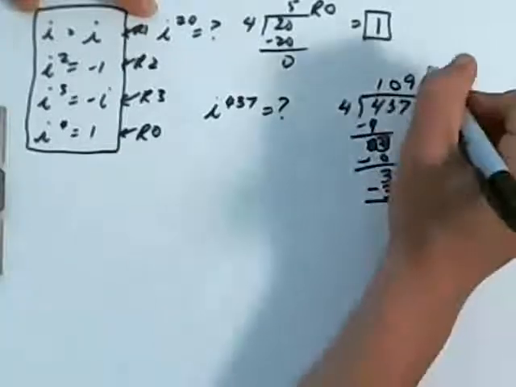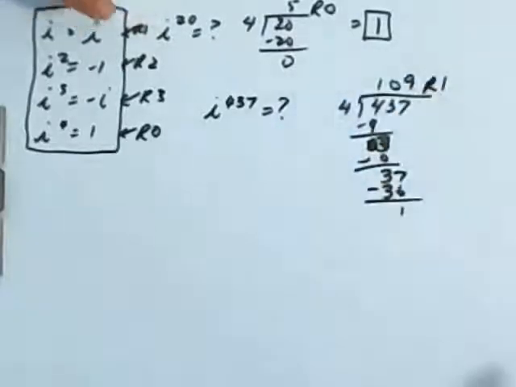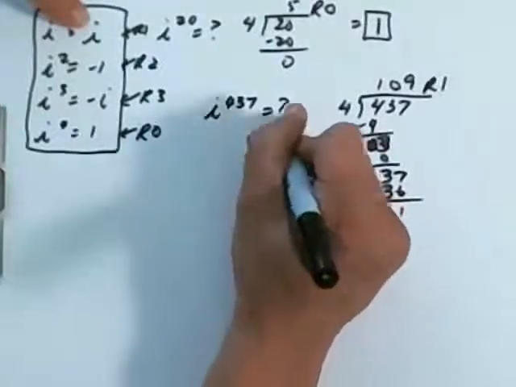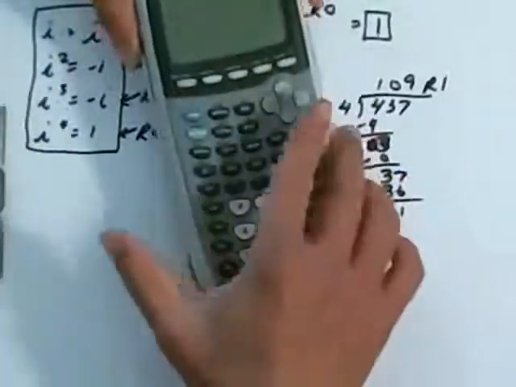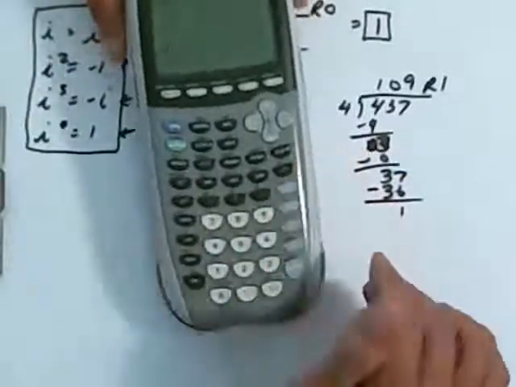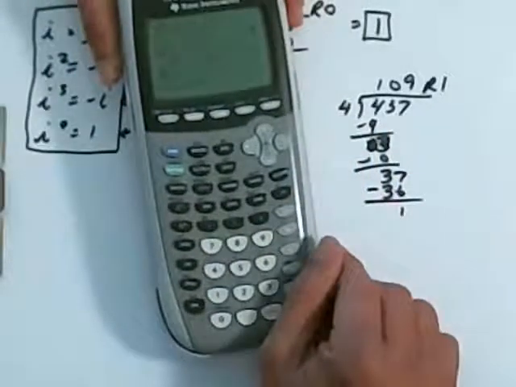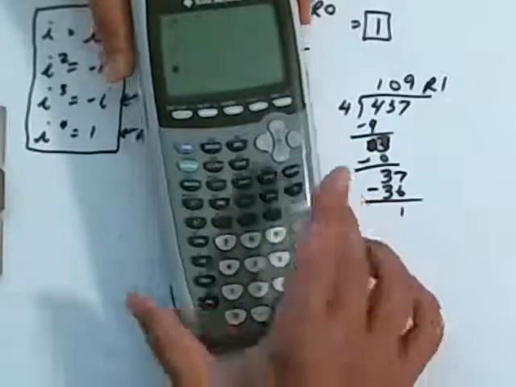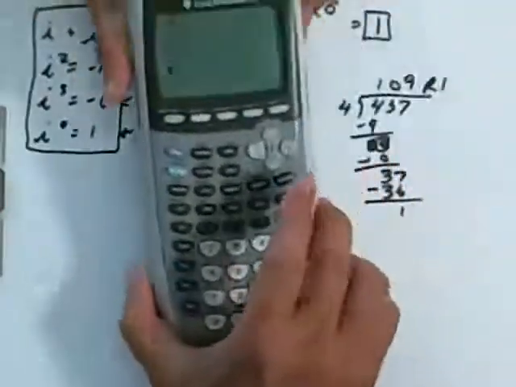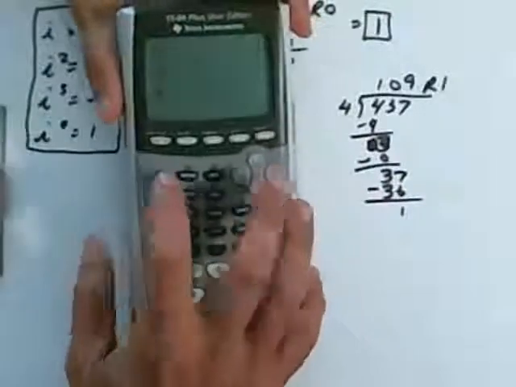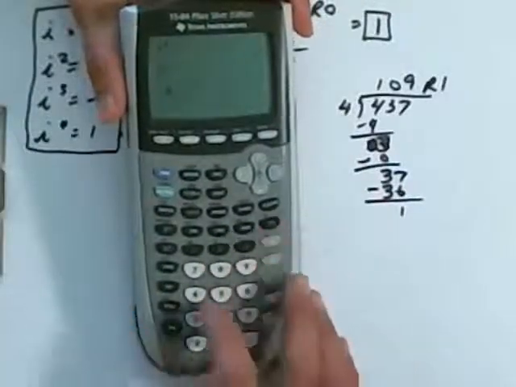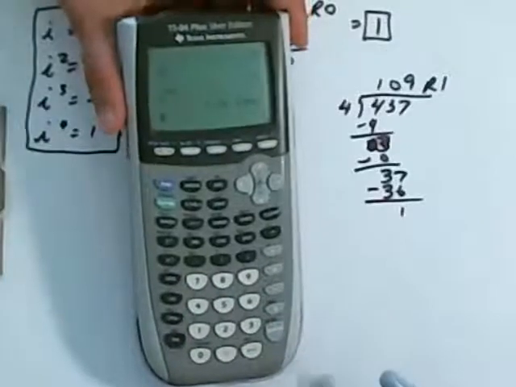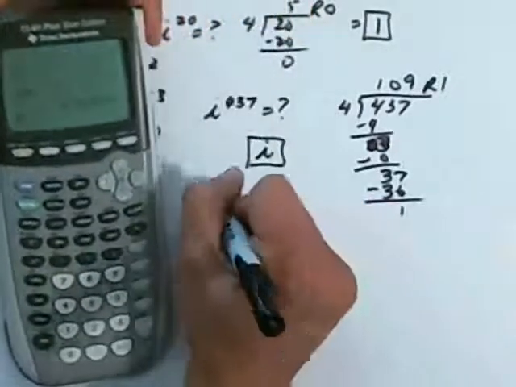36 subtract, you get 1, a remainder of 1. Remainder of 1 is going to be just i. Okay? I can do it on the calculator for you, and it comes with a little bit of an error problem. I'll show you how it happens. I'm just going to go i to the 437 power. Here's i, exponent 437.